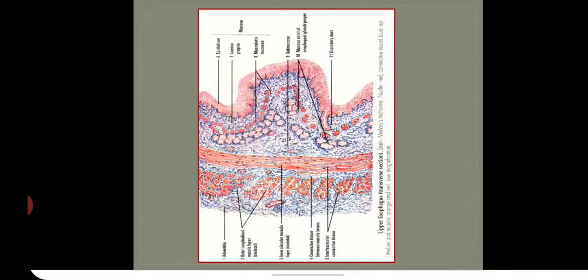In this image you can observe very nicely the stratified squamous epithelium, non-keratinized. Then next to the epithelium you can observe the lamina propria, then the muscularis mucosae. Now we will go to the submucosa. Again you can see in the image, as we have told already, submucosal glands are present only in two parts of the GIT: one is the esophagus and the other is the duodenum. So you can appreciate the submucosal glands in the image also.